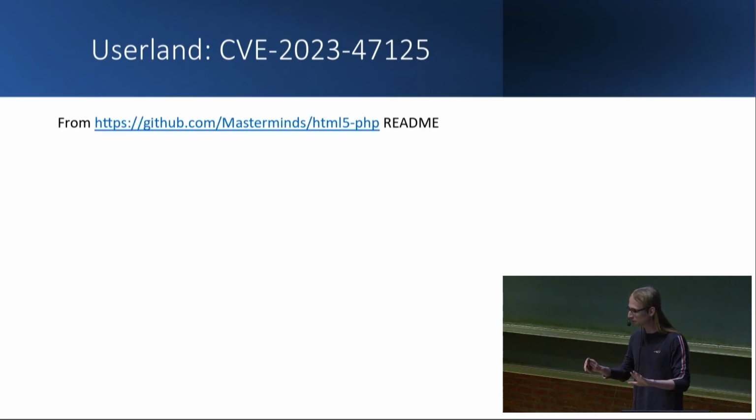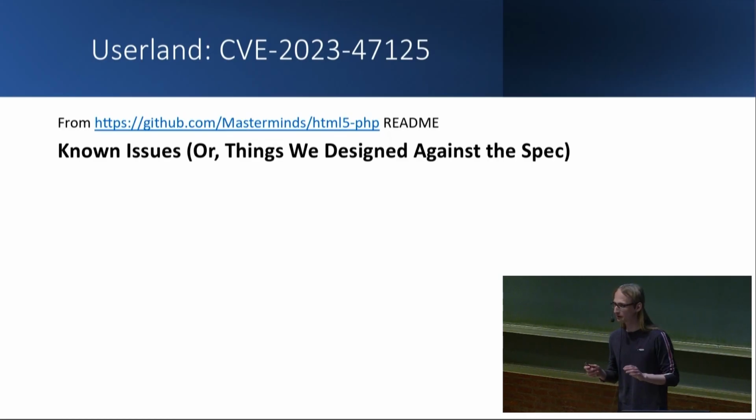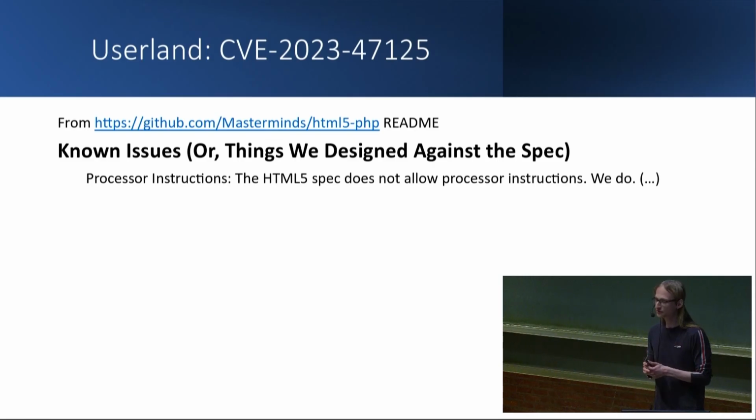If you just take a look at the README, it has a section on known issues or known bugs, which is always very nice if you start a security analysis by just reading that section. Even more interestingly, they say that they knowingly designed some things against the spec. There's a very interesting snippet there about processor instructions: HTML5 doesn't support processor instructions, but they do.